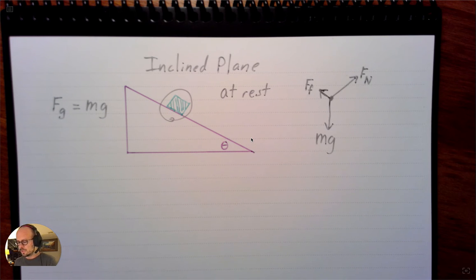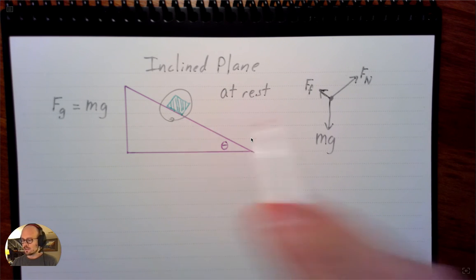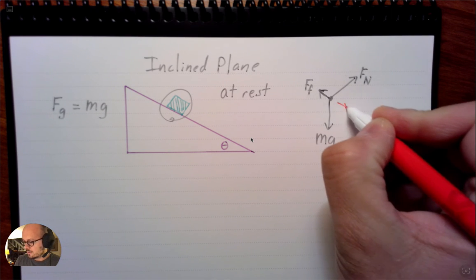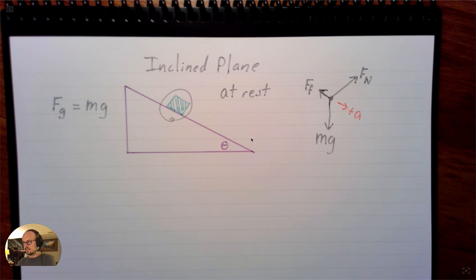So before we actually analyze this in terms of Newton's second law, you want to recognize that if there were no friction, the box would accelerate down the incline. And so that is not a force. But I'm going to say, let that direction be the direction of positive acceleration. And you'll see why in just a minute.